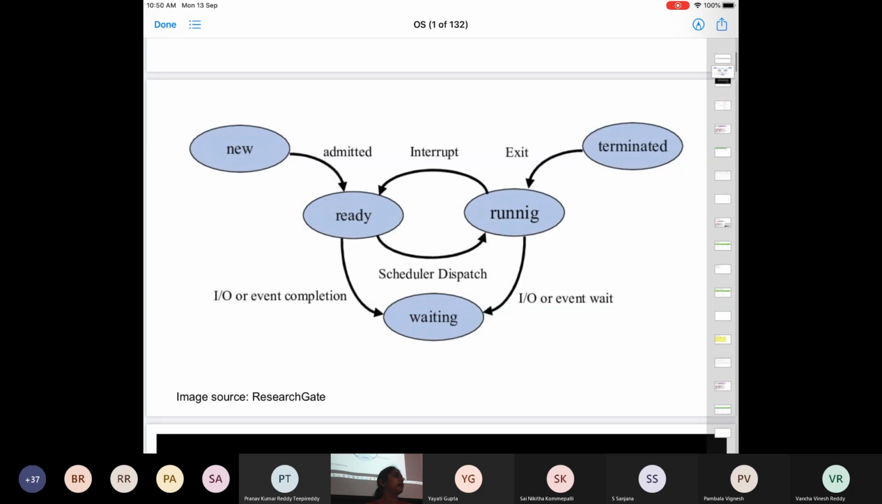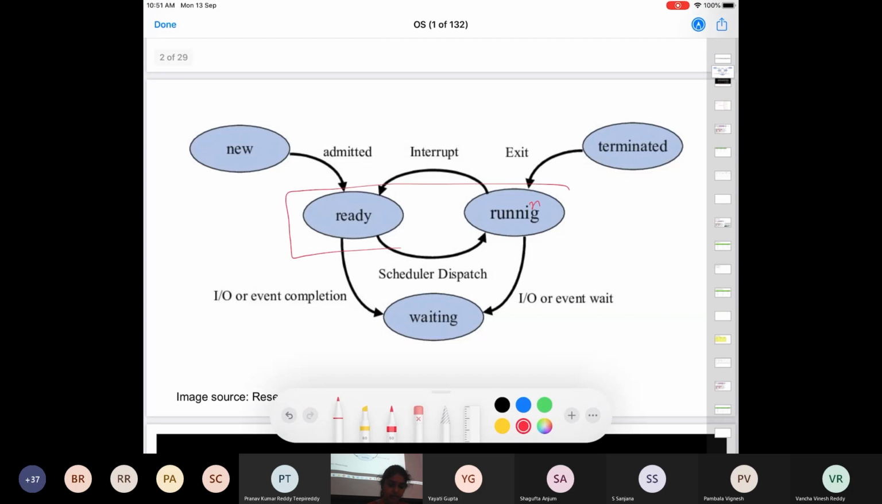So we have discussed this diagram, right? What is this? Process life cycle, or we also call it the process state diagram. And right now we are discussing this part here. So how do processes go from the ready state to the running state?